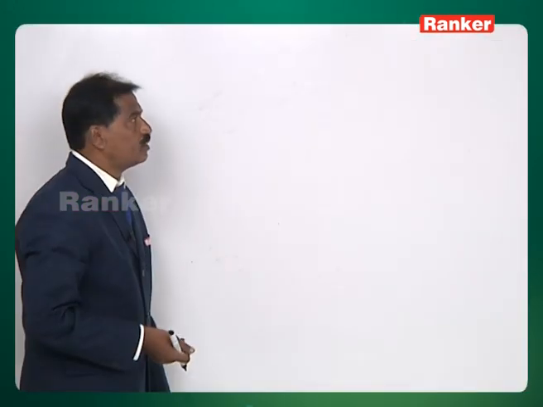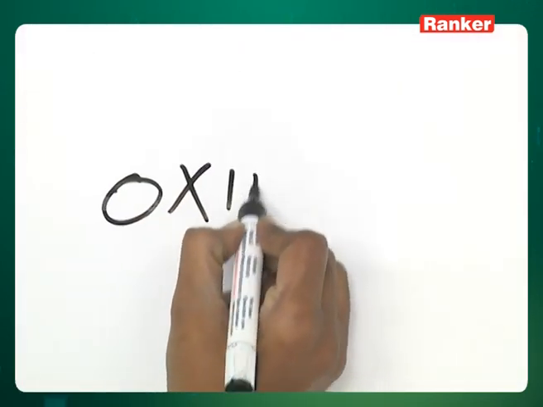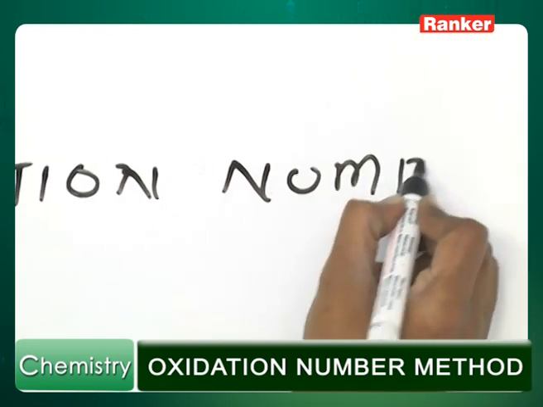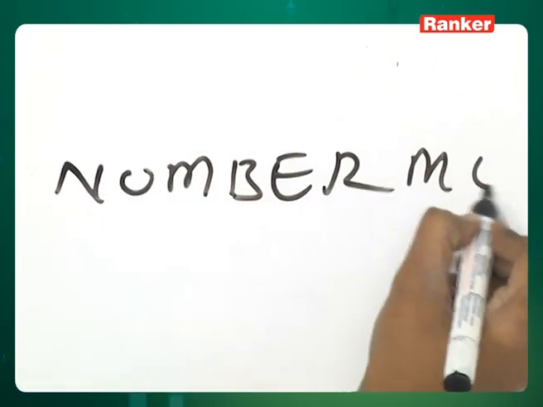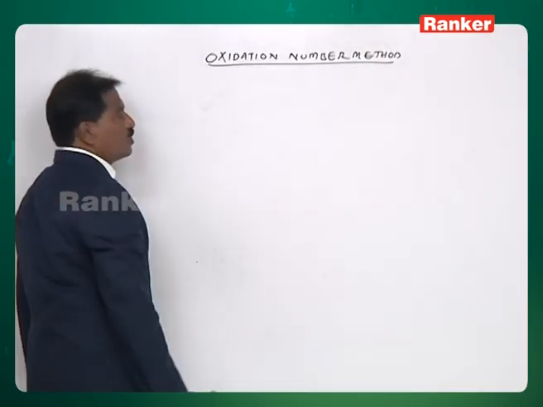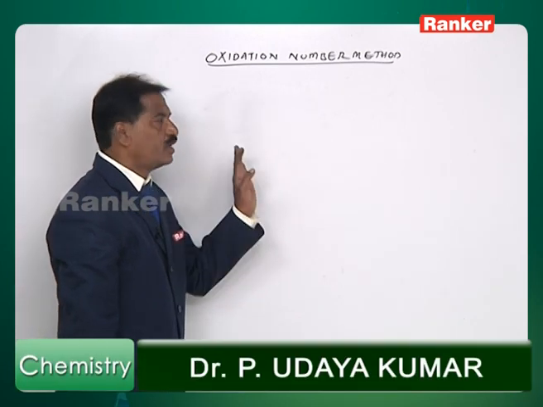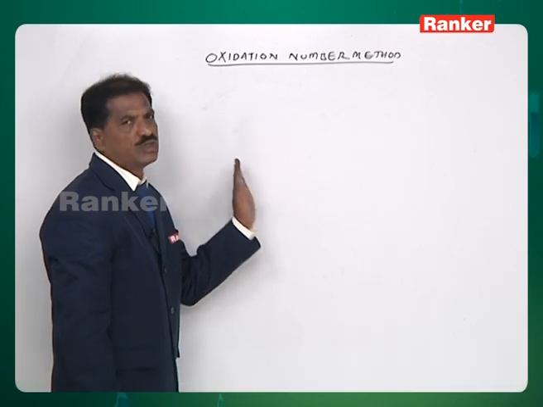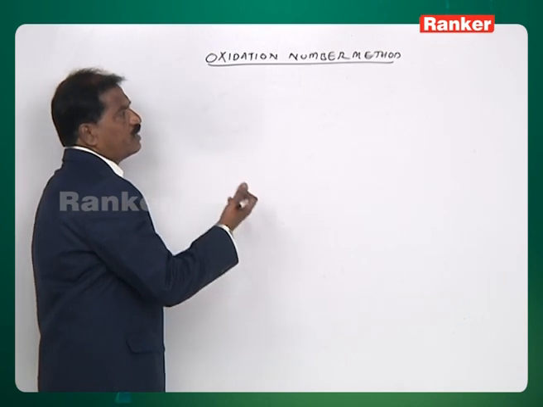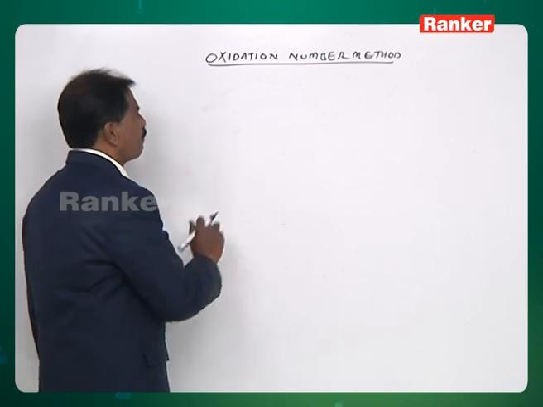Next, balancing of the redox reactions through the oxidation number method. This oxidation number method is usually applied for any redox reaction in which neutral molecules participate. It can also be applied even for the reactions in which ions participate. So for any type of species, this method can be applied.